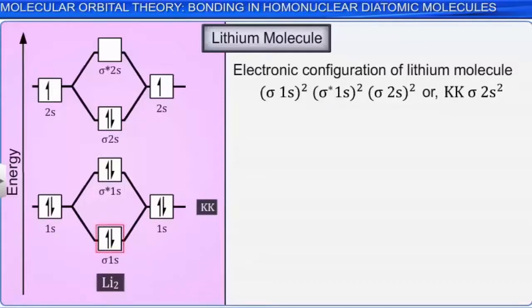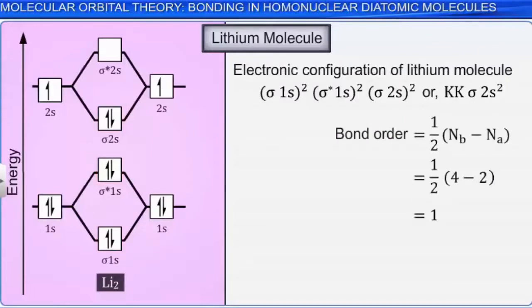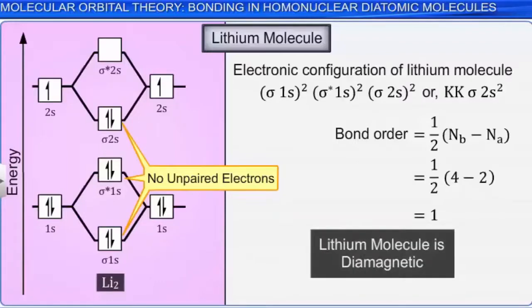As lithium has 4 electrons in its bonding molecular orbital and 2 electrons in the anti-bonding molecular orbital, the bond order of lithium is calculated to be half of 4 minus 2, which is equal to 1. From the bond order, it is clear that lithium is a stable molecule, and as no unpaired electron is present in its molecular orbitals, it is diamagnetic in nature. This diamagnetic lithium molecule is found to exist in the vapor state.